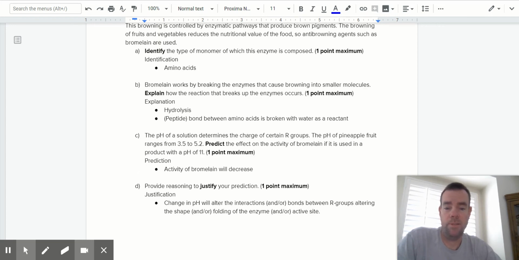Bromelain works by breaking the enzymes into smaller molecules. How does that work? There are 2 ways you could say this. You could simply say it's a hydrolysis reaction. It's going to break down the enzyme, break apart the amino acids. Or if you didn't remember the name hydrolysis reaction, you could say it's going to break the bond between the amino acids. Peptide is optional; it's in parentheses. You do not have to say the word peptide. But if you say it's going to break the bond between the amino acids using water as a reactant, so something in there about adding water into that reaction. You could say it adds a hydroxyl group to one side and a hydrogen to the other and breaks apart the amino acids. It's obviously just easier if you remember the word hydrolysis.